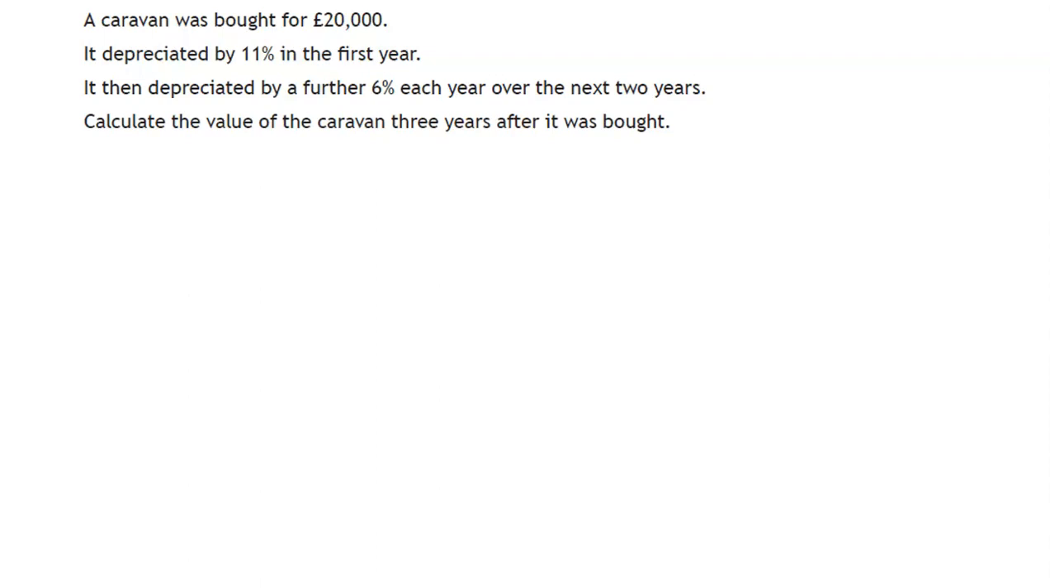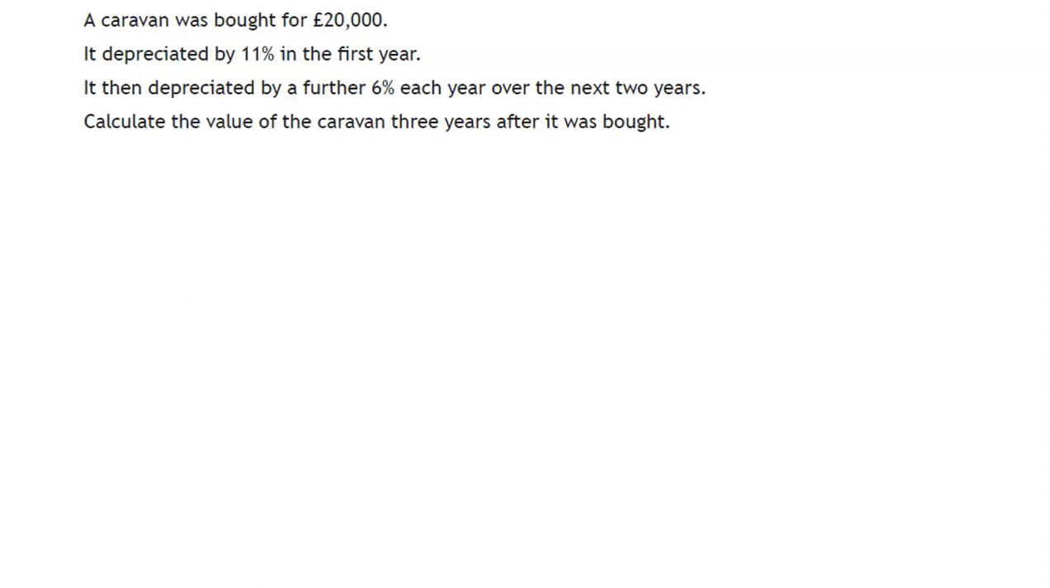Now here we have a question that focuses on compound depreciation of something over the course of several years. Now the question gives you the original price of £20,000, tells you it depreciates by a certain amount in the first year and then a slightly different amount for the next couple of years, but still giving it as a percentage. We then want to calculate the value of this caravan 3 years after it was bought.